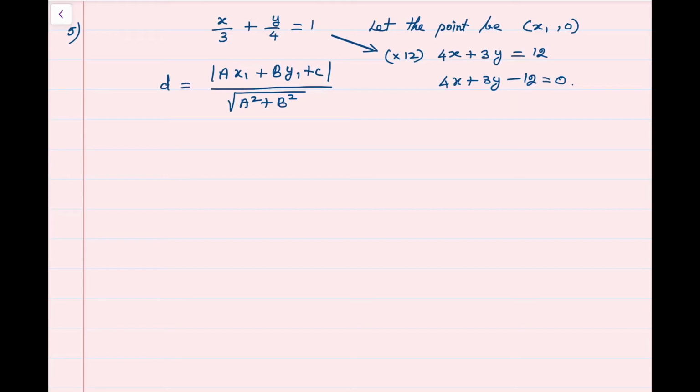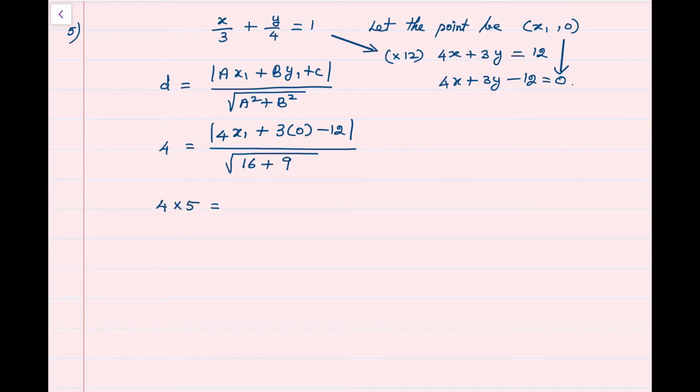Now, the distance d is given as 4 units, and the numerator of this formula we get by substituting this point in the line equation, which is 4x1 plus 3 times 0 is 0 minus 12 under absolute value sign, divided by root of a is 4, 4 square is 16, b is 3, 3 square is 9. 16 plus 9 is 25, root 25 is 5. 4 times 5 is equal to absolute value of 4x1 minus 12.